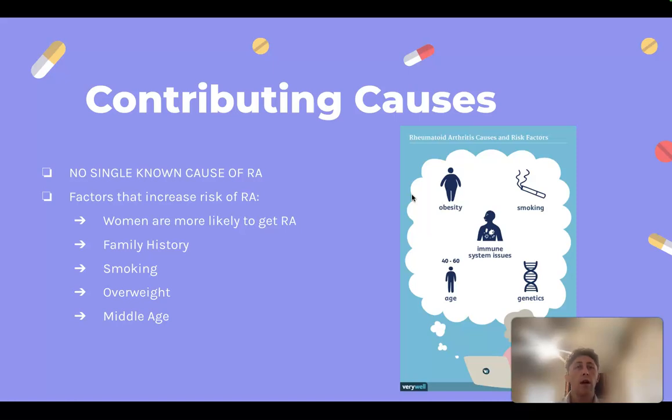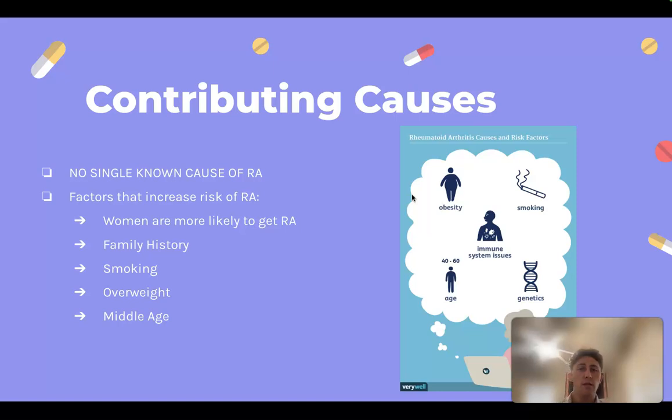This is typically due to genetic predisposition, so just the differences between the male sex chromosomes and the female sex chromosomes plays a factor in that, as well as hormonal influences. So mainly estrogen is believed to play a major role in the fact that women are also more likely to get rheumatoid arthritis. Family history is a contributing cause.